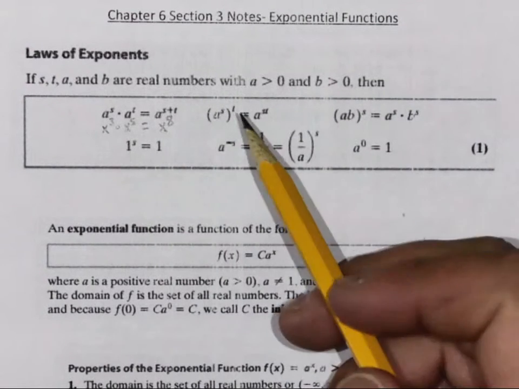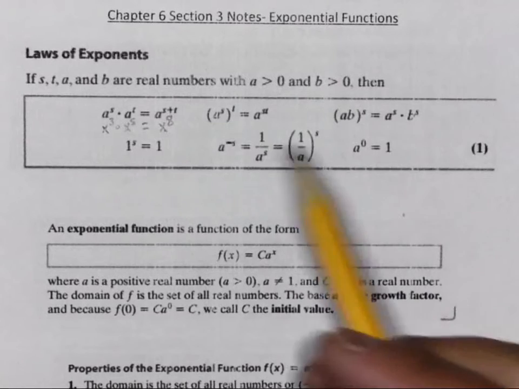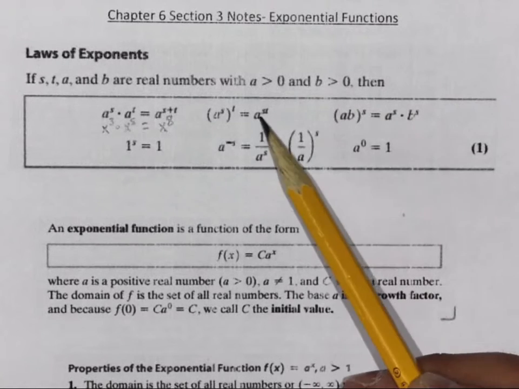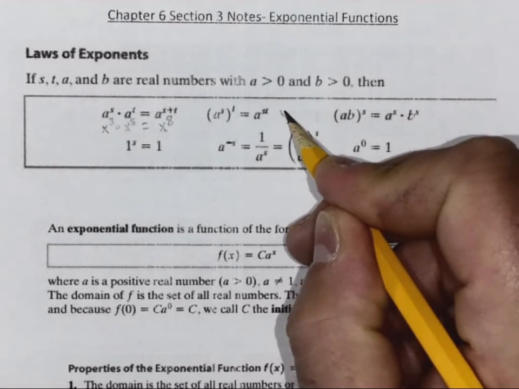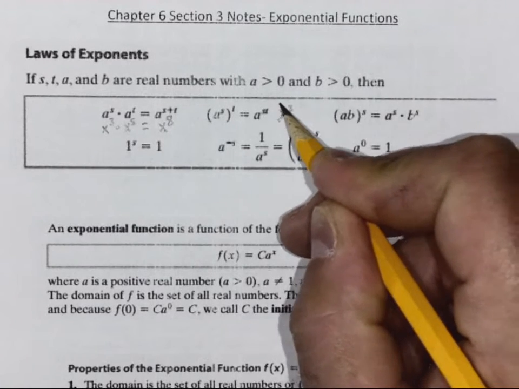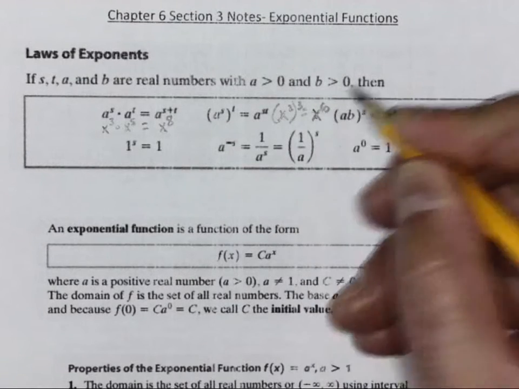This is using the power to power rule. If you're taking an exponent and raising that to another exponent, keep the base and multiply the exponents. So for example, if you had x to the second raised to the third, that would be equivalent to x to the sixth.